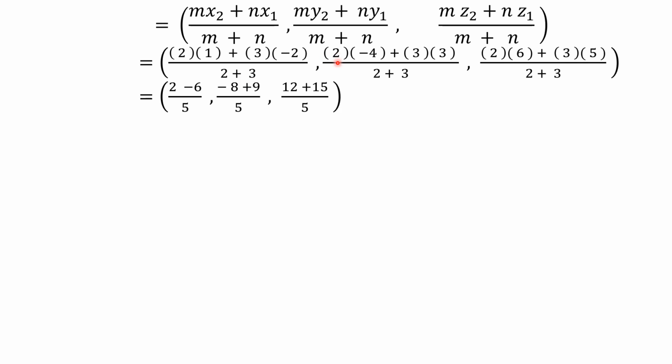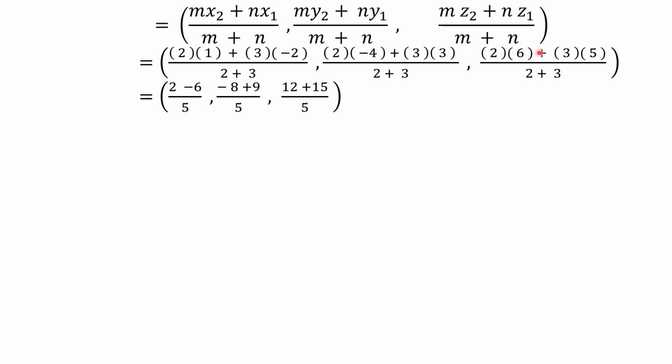Come to the numerator. Here also there are 2 terms. 2 into minus 4. What will you get here? Minus 8. Now come to the second term. 3 3s are 9. So plus 9. Understood this numerator part, my dear children? Right. Whole divided by, what is the denominator here? 2 plus 3. What will you get here? 5. Understood the second coordinate, my dear children? Right. Now come to the third coordinate.